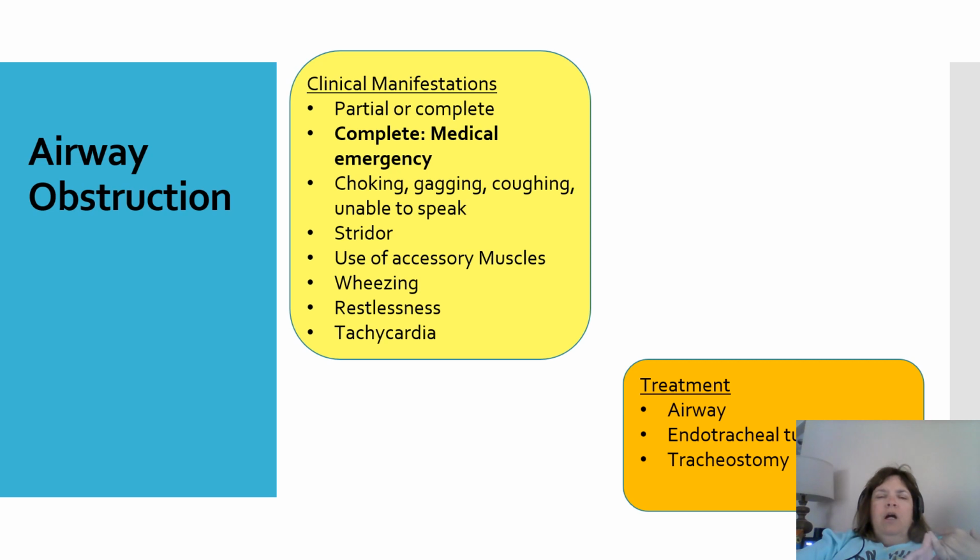Airway obstruction. It can be partial or complete. A complete airway obstruction is a medical emergency. Patient would be choking, gagging, coughing, unable to speak. They likely will have stridor. If they started with stridor and they don't have stridor anymore, that means the airway has completely obstructed. You will see all the signs of hypoxemia, including use of accessory muscles, wheezing, restlessness, and tachycardia. The treatment is to get an airway, can be an endotracheal tube. If the airway is too swollen, though, they may have to do a tracheostomy emergently.